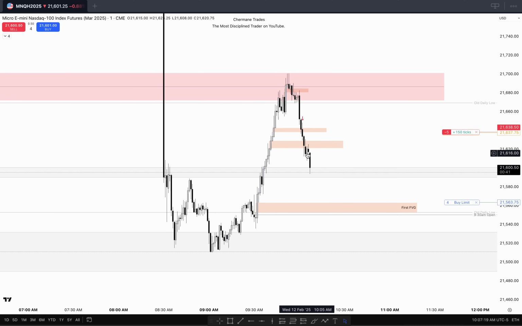Inversion fair value gap. Does it send us lower into the new week opening gap? Absolutely. That's nice. You could take a little partial there if you want. New week opening gaps, new day opening gaps are great for partials, but in my opinion, that's not enough range for profit taking, so I'm not really interested in scaling something off there.